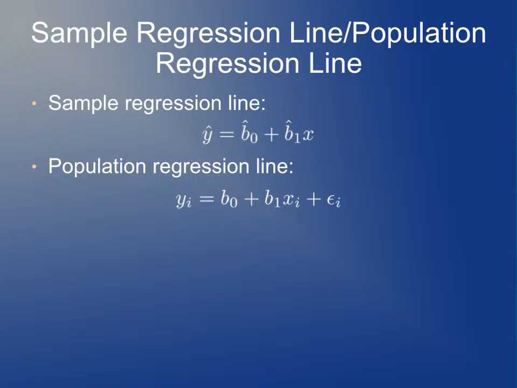The idea is that there's some true unobservable regression line, yi equals b0 plus b1 xi plus epsilon i. Epsilon i is just a noise term to account for the unexplained variability in the model. And we approximate it with the sample regression line where the regression coefficients are calculated using least squares regression, as I discussed in the previous lecture.